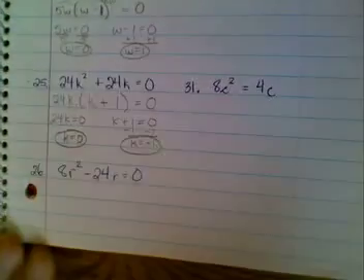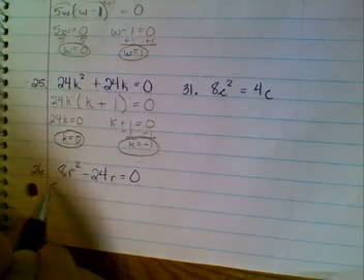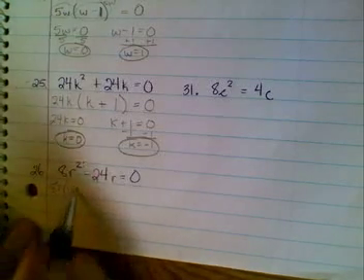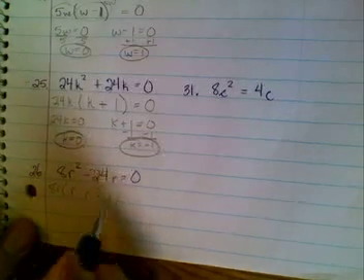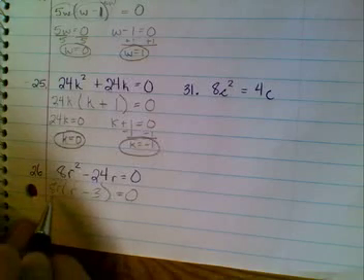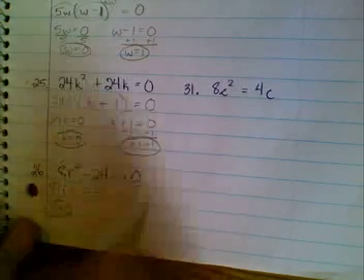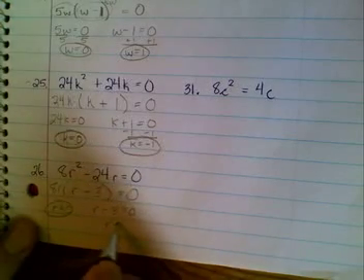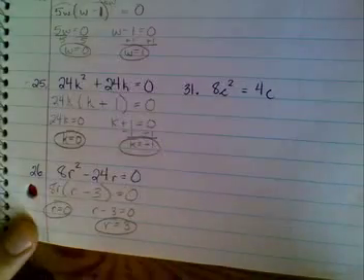26. Take an 8 out and an R. And you're left with r minus 3. If it's 8r equals 0, that implies that r equals 0. And r minus 3 equals 0, so that implies that r equals 3. Alright.